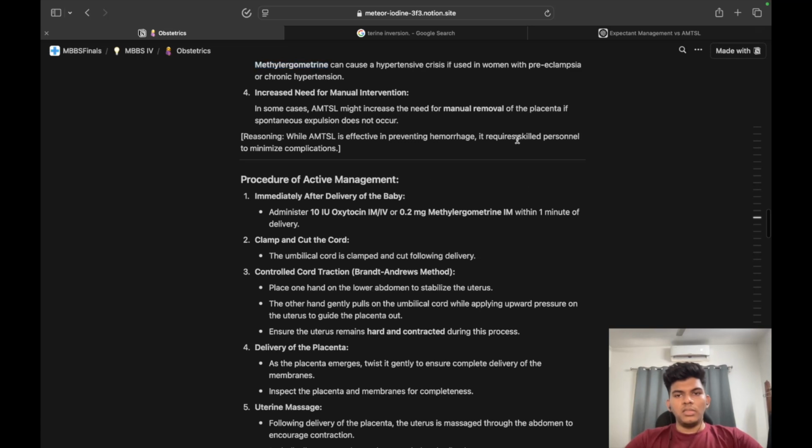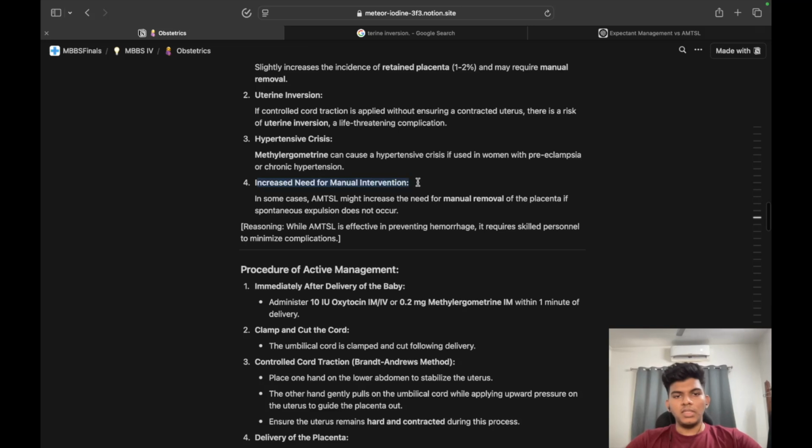So yeah, here's the thing: skilled personnel are required for complications. The fourth point we missed: increased need of manual intervention. In some cases, AMTSL might increase the need of manual removal. A spontaneous expulsion does not occur.